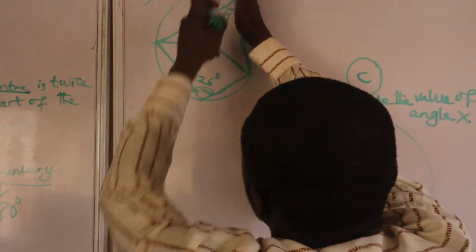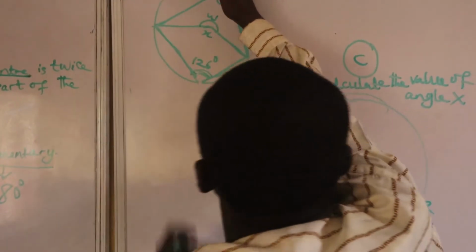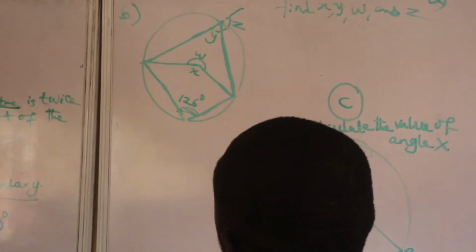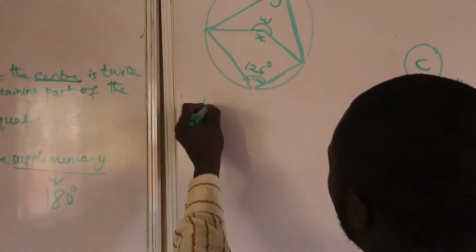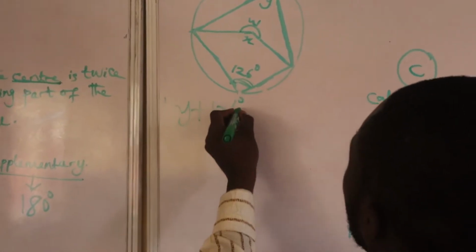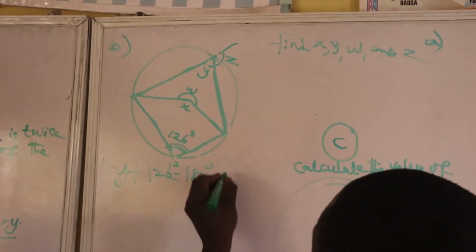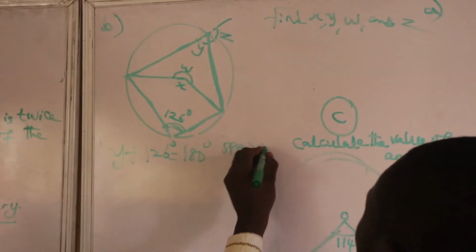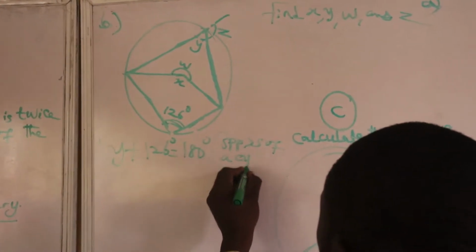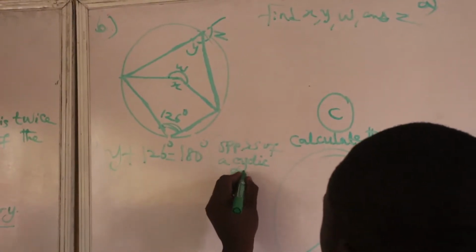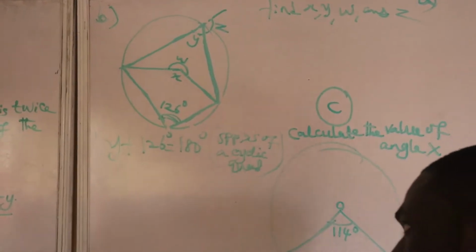Opposite to each other. So I can easily get y. So you tell them when you add y and 126, you must have 180 degrees. You have to state the same reason: that opposite angles of a cyclic quadrilateral.